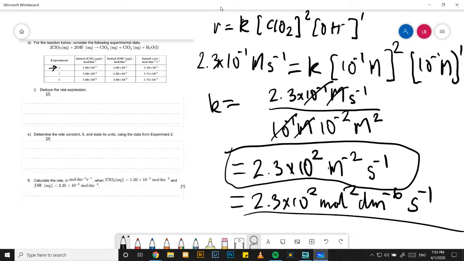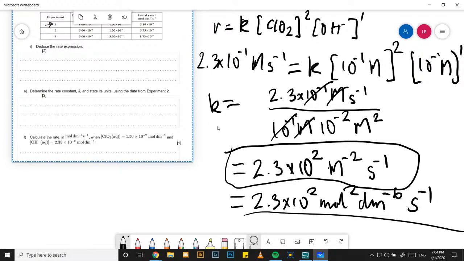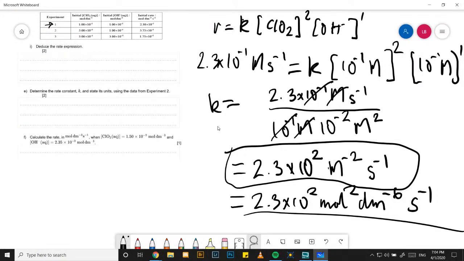Last one, calculate the rate in mole dm cubed when ClO2 aqueous is that, and OH is that. Okay, so now you're given two concentrations and you want to figure out what the rate is going to be. The way that you would do that is you would use your rate constant over here and your rate expression over here to figure it out.